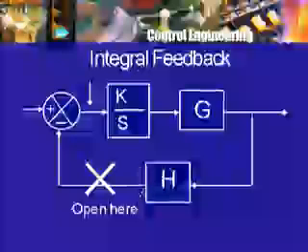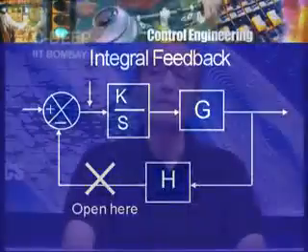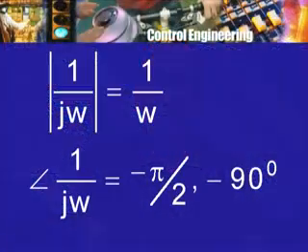I have already done the experiment for the GH part. It is not difficult to figure out the effect of the S part, and that is because we are to replace S by j omega. So, if I do that, I will have a 1 by j omega multiplying the original kGH. Now, what is the modulus of this and what is the argument of this?